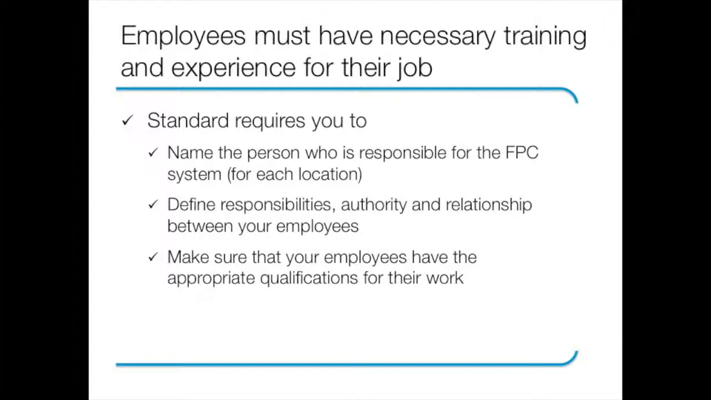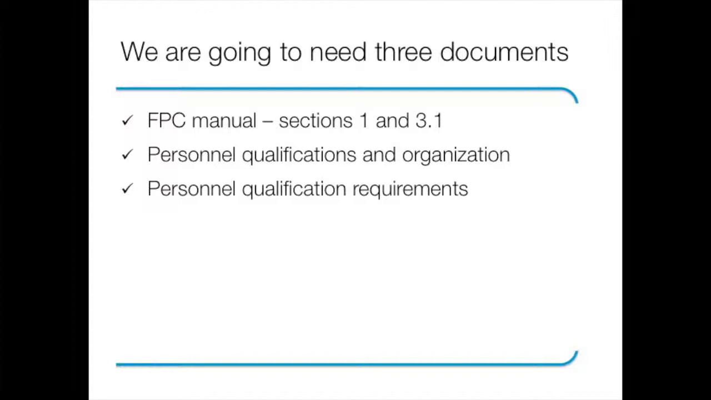In short, the standard requires that all responsibilities, authority, and relationships between your employees have been defined. In addition, you must make sure that your employees have appropriate qualifications to perform their work. To meet these requirements, you're going to need 3 documents. First, the FPC Manual Section 3.1. Second, Personnel Qualifications and Organization.